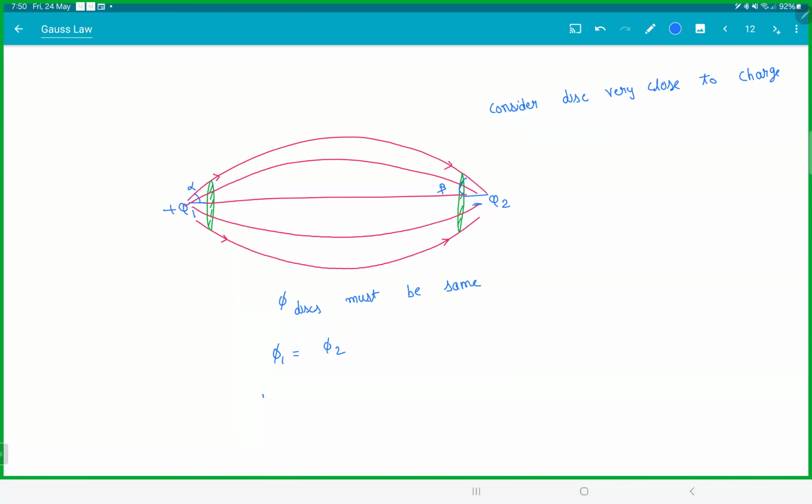Again, we're taking magnitude. Q1 by 2 epsilon times (1 minus cos alpha) equals Q2 by 2 epsilon times (1 minus cos beta). It looks easy because you know the result. There you can simplify further. Clear?